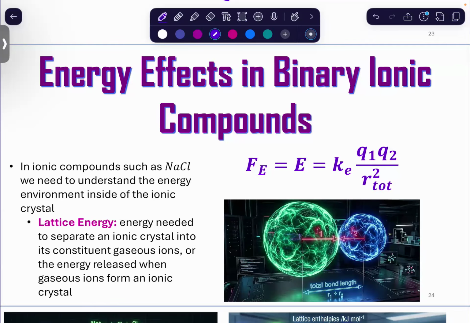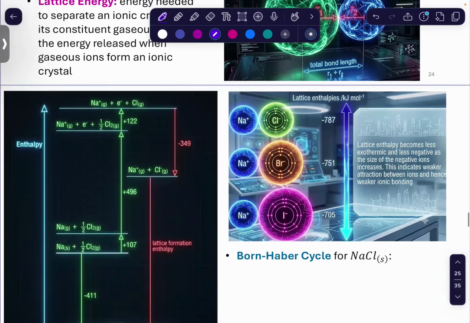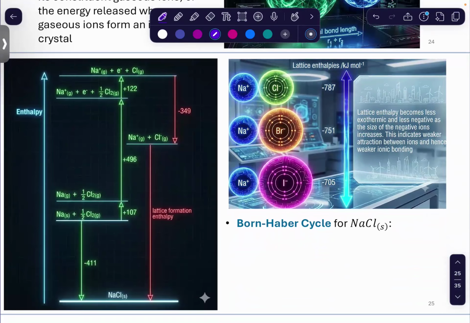Alrighty. So now we're going to talk about lattice energy. And remember, we talked about that's going to be based off Coulomb's law, which you see there at the top, and then the separation between the 2 ions. So here you see the radius of ion 1, the radius of ion 2, and the total. So then the total bond length between the 2 is that separation.